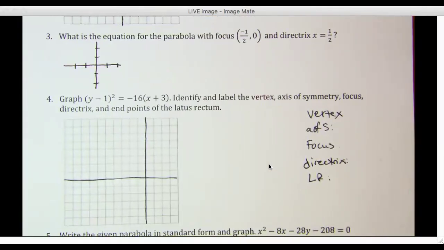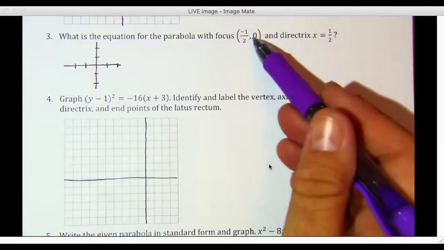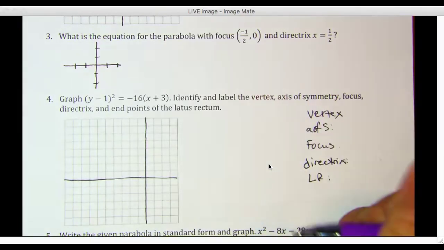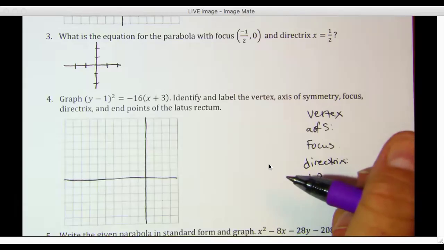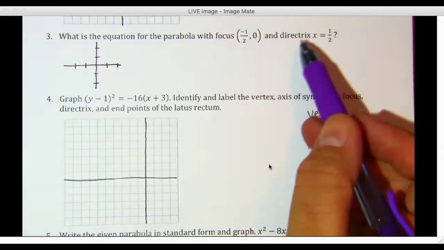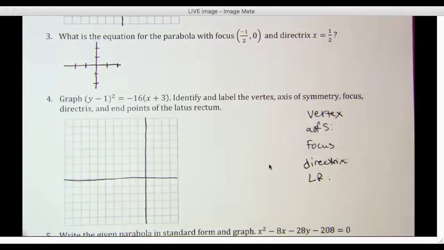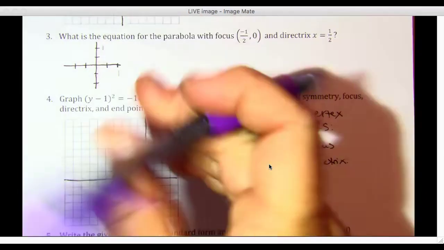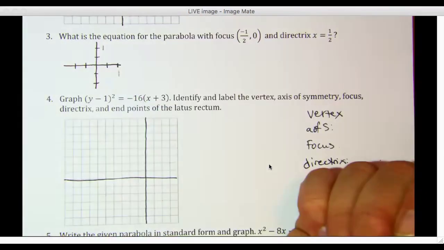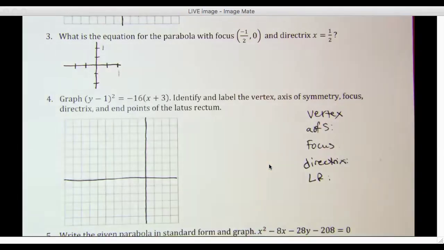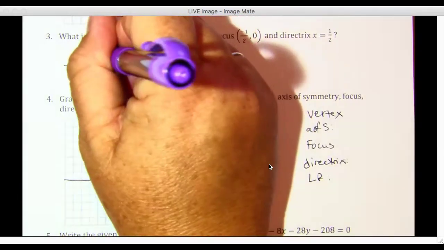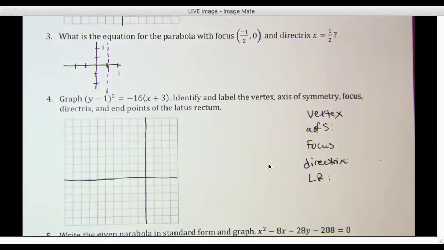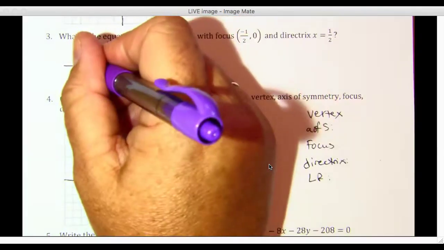All right, the next example, we have the focus at -1/2, 0, and the directrix at 1/2. They didn't give me any other information other than those two pieces. The directrix being at 1/2, I'm going to label my points here. This is 1 and this is 1. If those are each 1, then this would be 1/2 and this would be 1/2. So x equals 1/2 is my directrix, and my focus is at negative 1/2, 0.